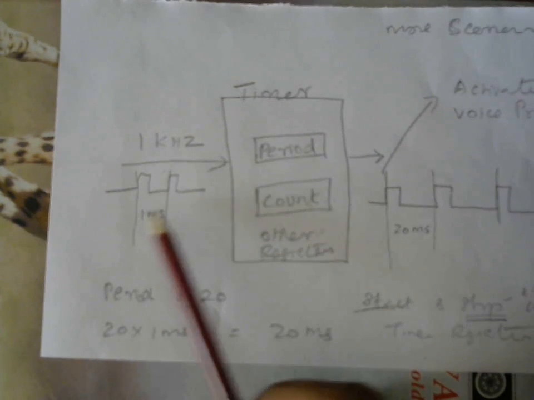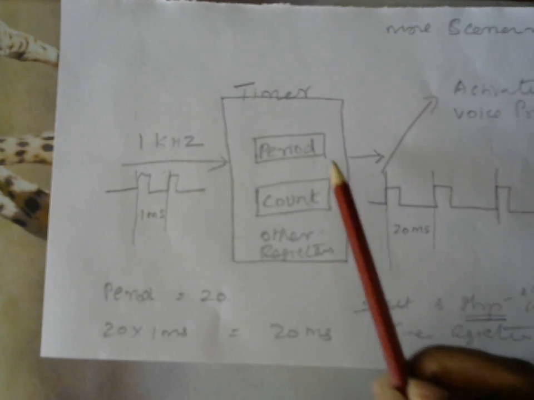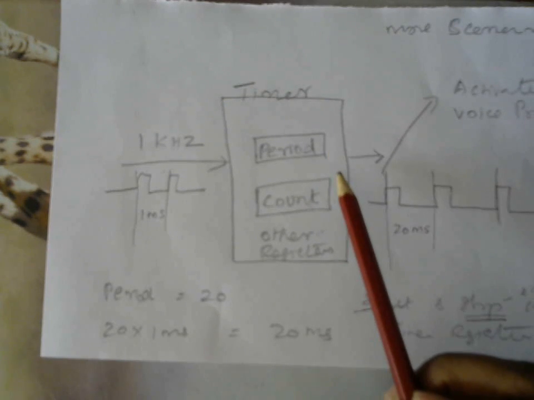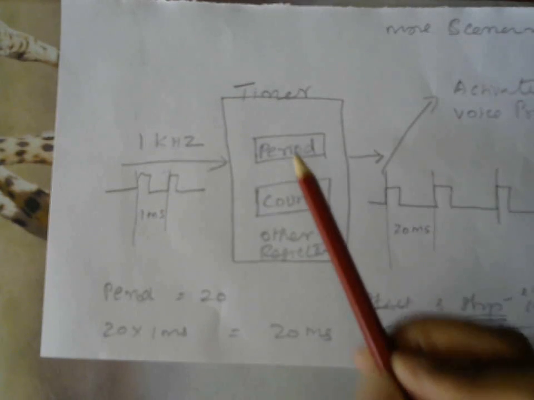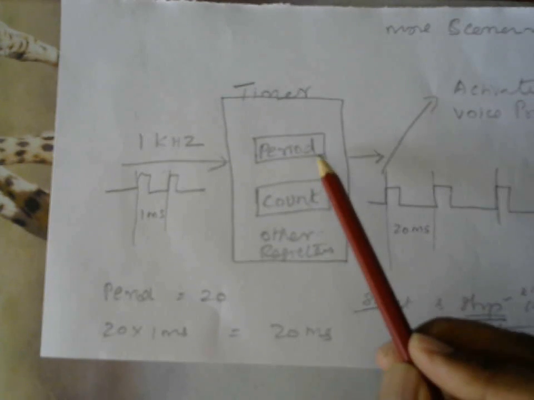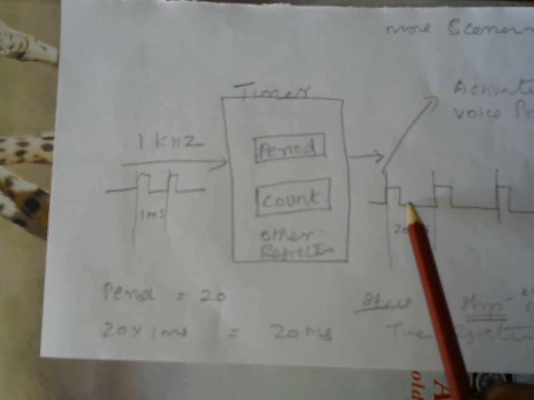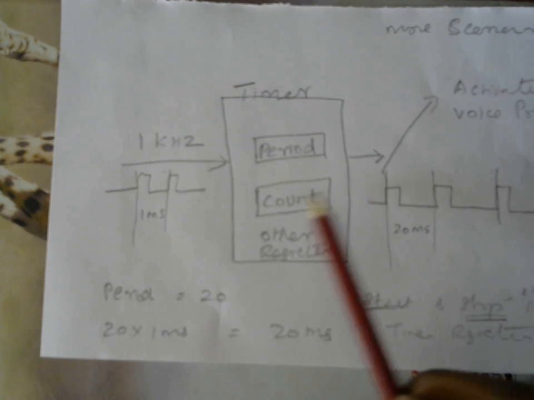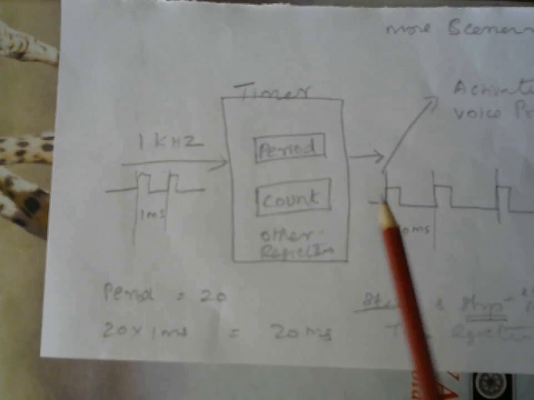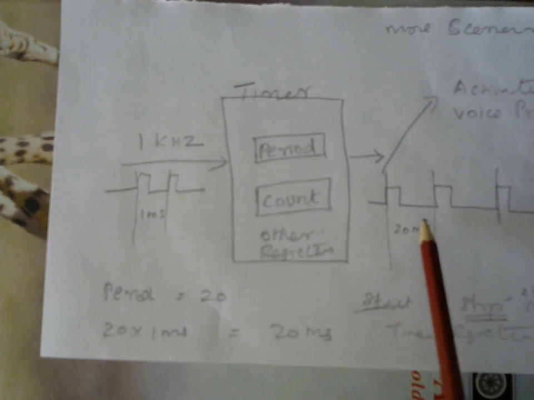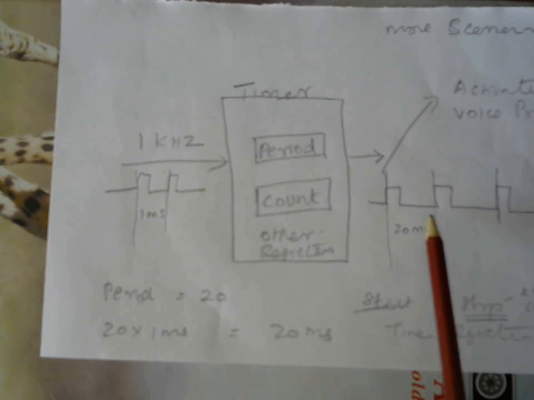Now for each clock, this count will be incremented and compared with the period register. After 20 clocks, this will become 20 and here 20 is there. So both match, and one timer interrupt will be generated. As soon as an interrupt is generated, the count will be reset to 0. Like that, continuously, for every 20 milliseconds one timer interrupt will be generated.